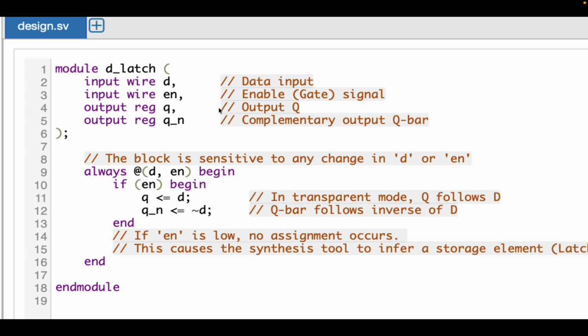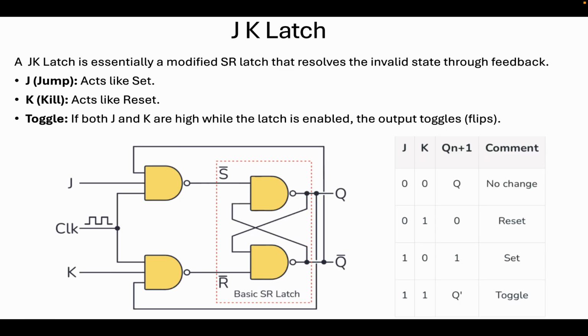And Q bar will be the negation or NOT gate of D. And you will end your module, end the always block and end module. Next we have an important concept, JK latch. A JK latch is essentially a modified SR latch that resolves the invalid state through feedback.